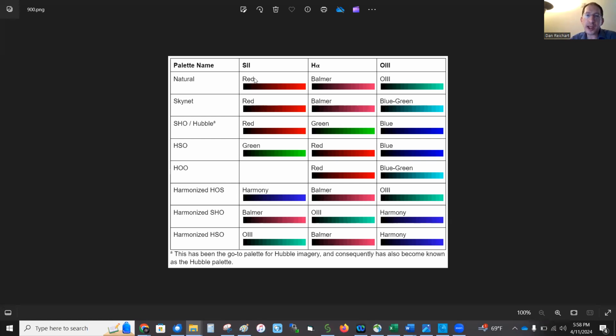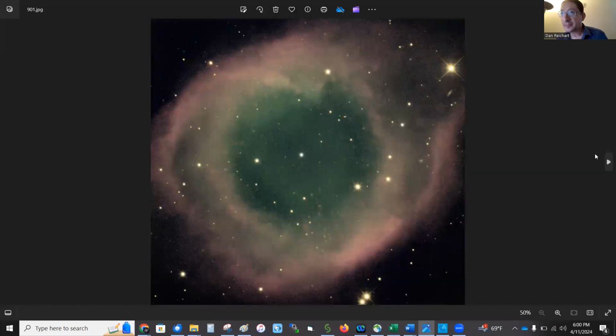Here you see a natural color palette where the S2 is red, the H alpha is bomber color, the O3 is a green-blue color. But we learned previously you have all sorts of different color combination, artistic options available to you. But now we're going to focus on the physics and understanding what's going on physically. So I'm going to use as an example the Helix Nebula.